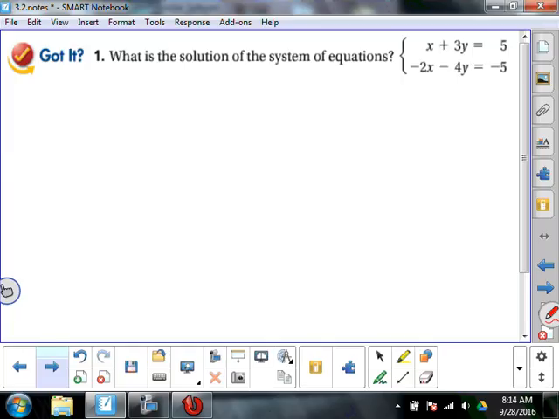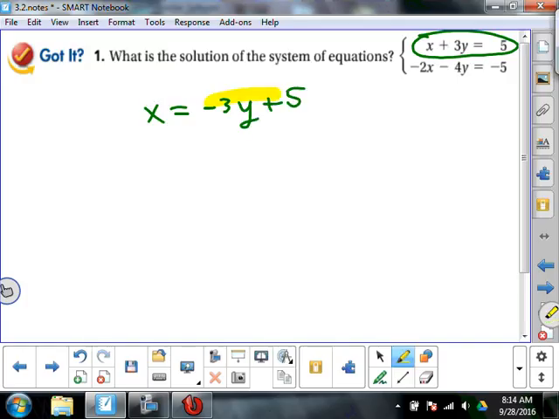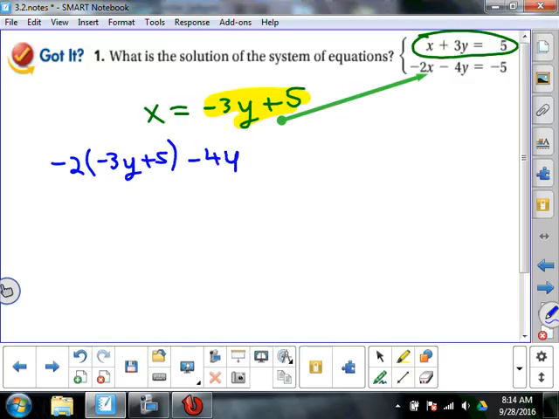So if we took this first equation and solved for x, x equals minus 3y plus 5. Awesome. So then this is our expression, and what would we plug that into? Into x in the other equation. So this would take the place of x in the other equation, right? So then we would have negative 2 multiplied by the quantity of negative 3y plus 5, close that, take away 4y, and that equals negative 5.